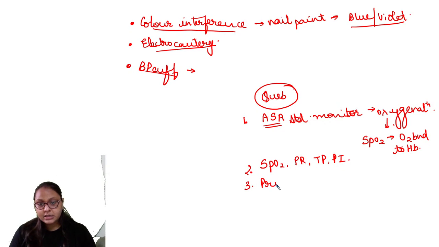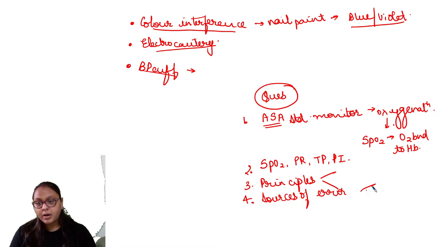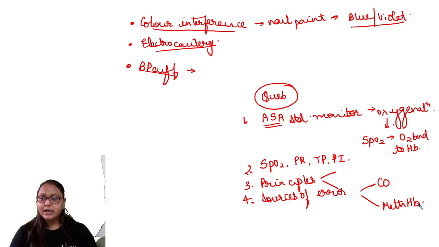Then what are the principles? These are spectrophotometry and photoplethysmography. And what are the sources of error? In this, please remember mainly about carboxyhemoglobin and methemoglobin. Okay, is it clear? Any doubts in today's class? And remember the Beer-Lambert's law. So the pulse oximeter functions on the Beer-Lambert's law. Okay guys, any doubt in today's class? So that was all for the pulse oximeter.